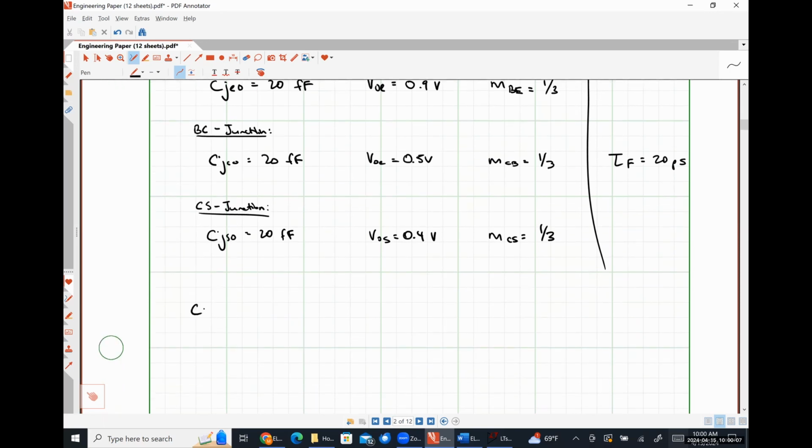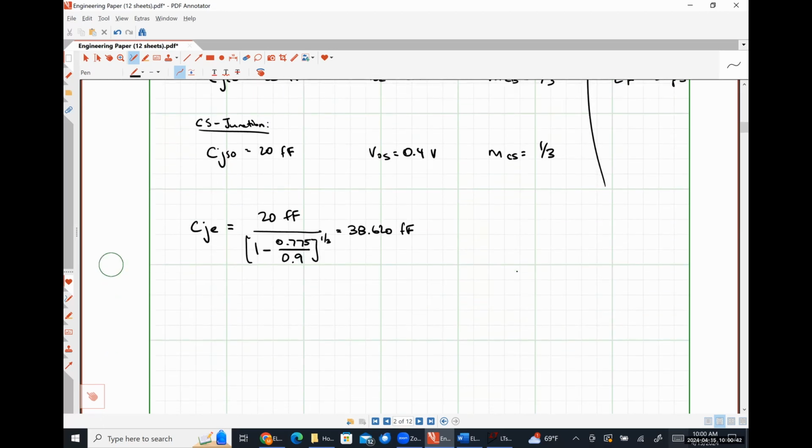So from this information, our base emitter depletion capacitance is going to look like 20 femtofarads over 1 minus 0.775 over 0.9 to the 1/3 power, comes out to be 38.620 femtofarads, almost double, which is exactly what our simple approximation would be.